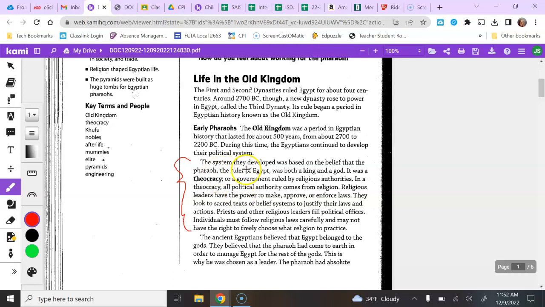So the systems they developed were based on the belief that the Pharaoh, the ruler of Egypt, was both a king and a god. It was a theocracy, or a government ruled by religious authorities. In a theocracy, all political authority comes from religion. Religious leaders have the power to make, approve, or enforce laws. They look to the sacred texts or belief systems to justify their laws and actions. Priests and other religious leaders fill political offices. Individuals must follow religious laws carefully and may not have the right to freely choose what religion to practice.